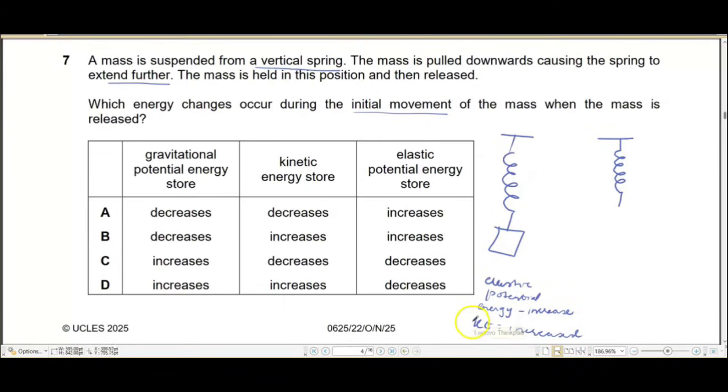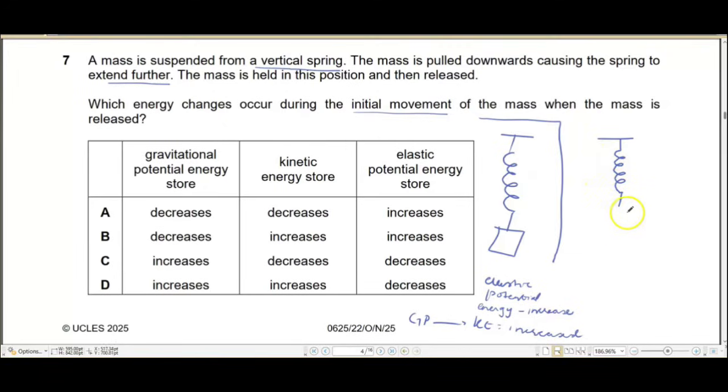And this kinetic energy would be there because the gravitational potential energy store was decreasing and the kinetic energy store was increasing. Okay, so this is what happens when the mass is suspended from the spring. Now once the mass has been removed, we know that the extension is going to return to normal.